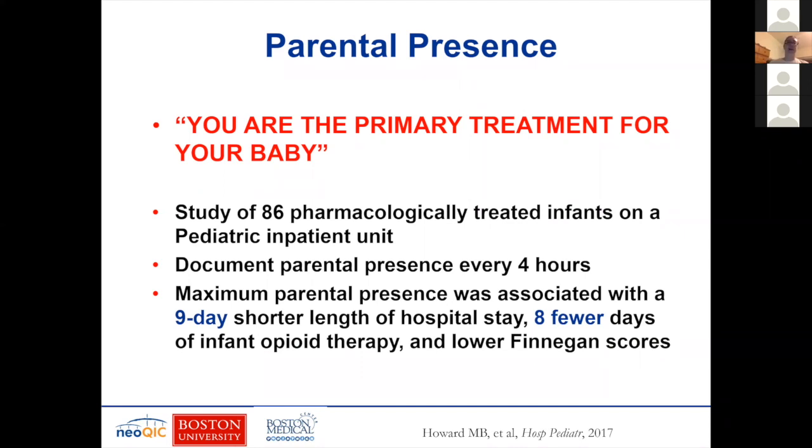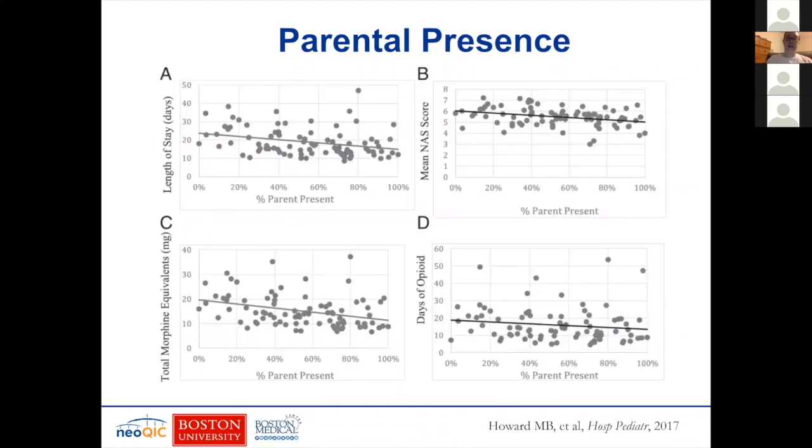And this was independent of all other factors, but just the fact of having a caregiver there at the bedside was associated with improved outcomes. And you can see it was associated with decreased length of stay, lower Finnegan scores, less morphine. All of this was statistically significant, and we really try to emphasize this with our parents and say, you being here really makes a significant impact. And if you can't be here, we'll talk about what we can do to still provide this care when you can't be here.